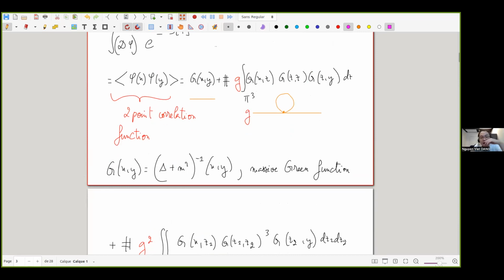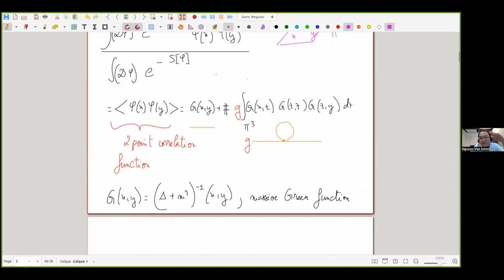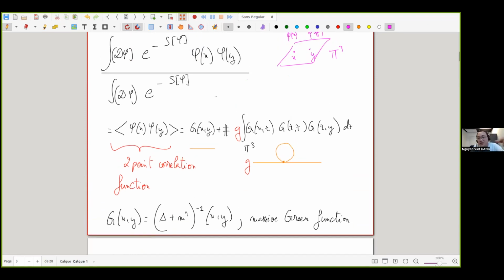I'm sorry, I take the positive Laplacian. I'm sorry, I have this convention I like to use, so my Laplacian is minus d_x squared. Is it okay? You agree?